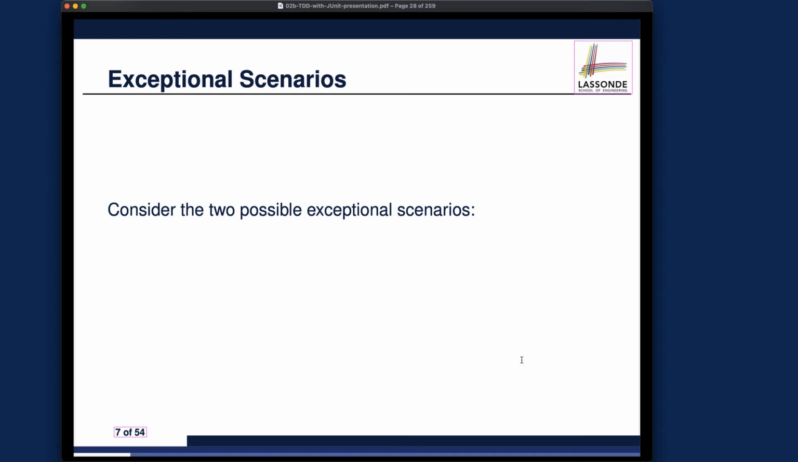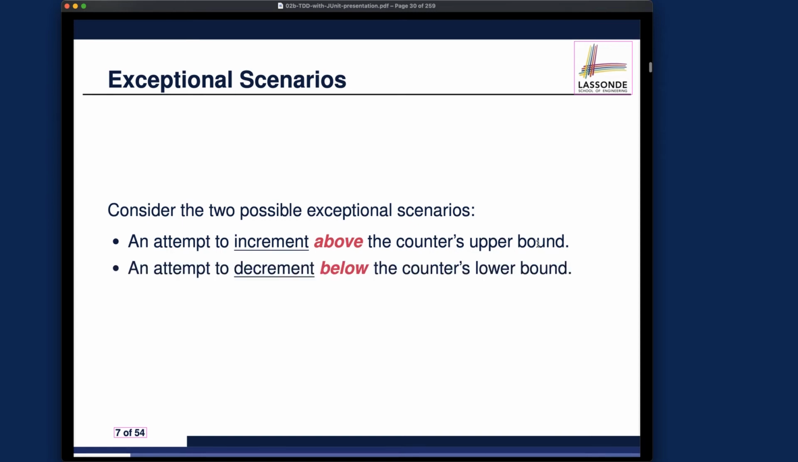Actually, I already mentioned them verbally, but let's just take a look quickly. If you try to increment above the counter's upper bound, let's say the counter value currently is already 3, which is the maximum value, and you try to increment it further, in that case, of course, you should get a value too large exception. Symmetrically, if currently the counter is already at its lower bound, let's say 0, and you're still trying to decrement it, in that case, of course, you should get a value too small exception, right? So these are the two exceptional scenarios that we really want to test.